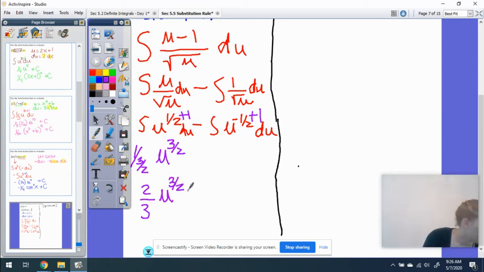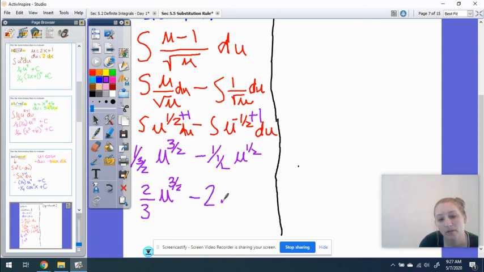Okay. Other side. So we're adding 1 plus negative 1/2, which is going to give me a positive 1/2. And essentially, I would be doing 1 divided by positive 1/2, which is going to give me, oh, I shouldn't have written it there. I should have written it further up. So that's going to give me minus 2u to the 1/2 plus c.